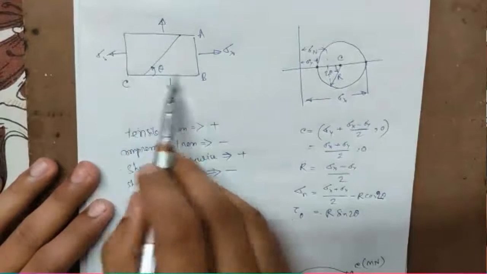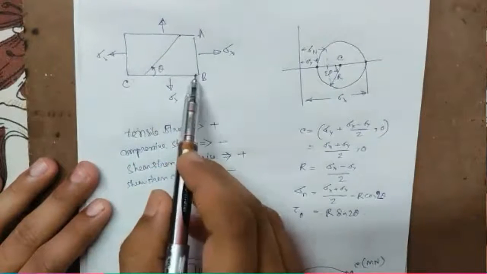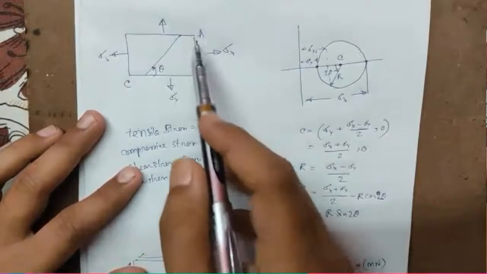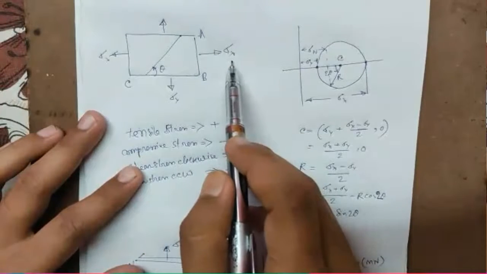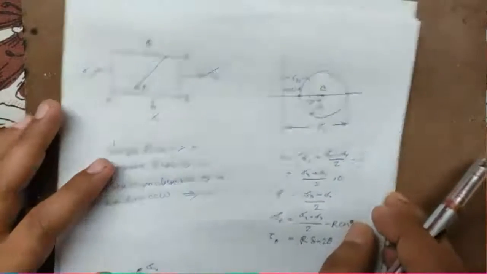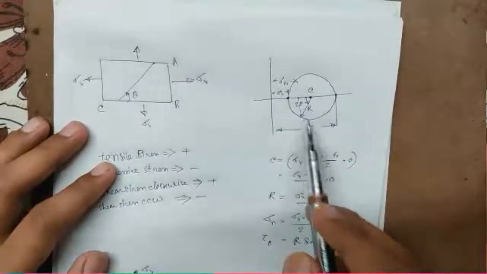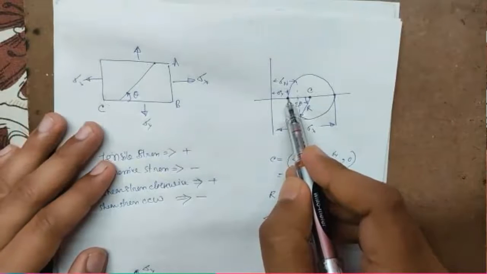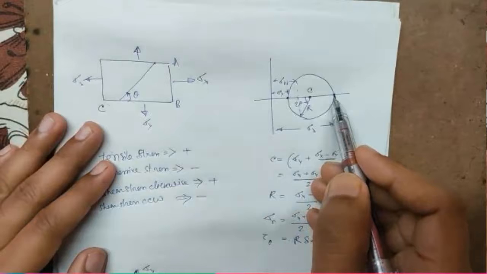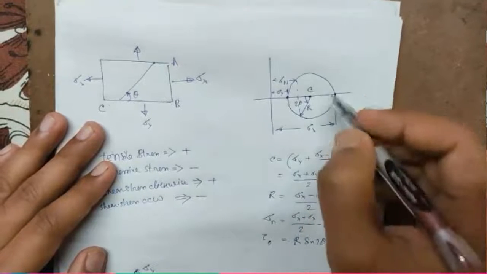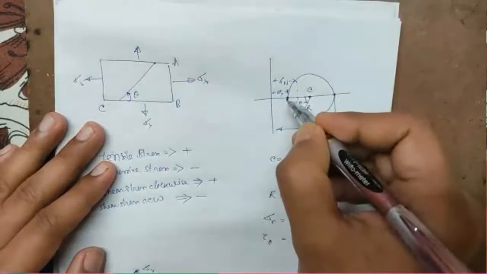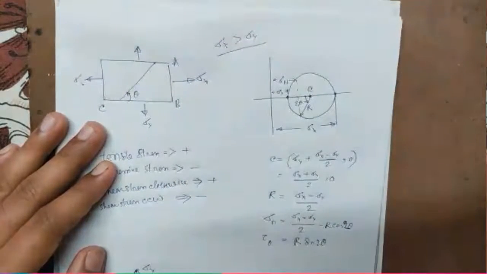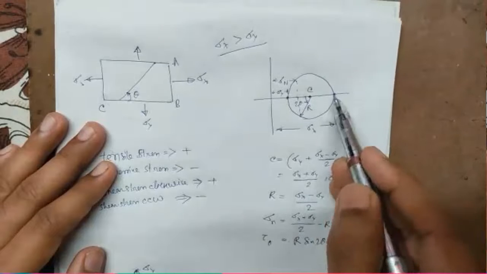In this case, this is a cross section BC having the stress condition sigma y comma 0, AB having stress condition sigma x comma 0. Now if you look at this image here, this point gives us the sigma y, this point gives us the sigma x. So this point is basically sigma x comma 0, this is sigma y comma 0. If sigma x is greater than sigma y, we are assuming, then this is sigma x, this is sigma y.